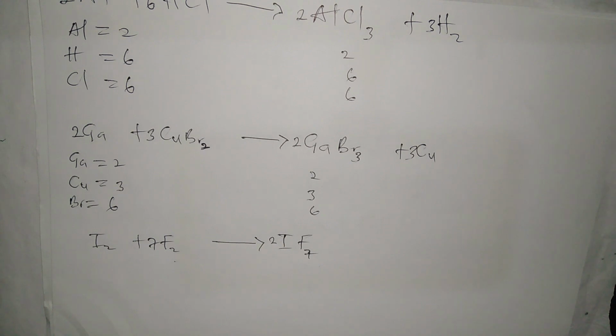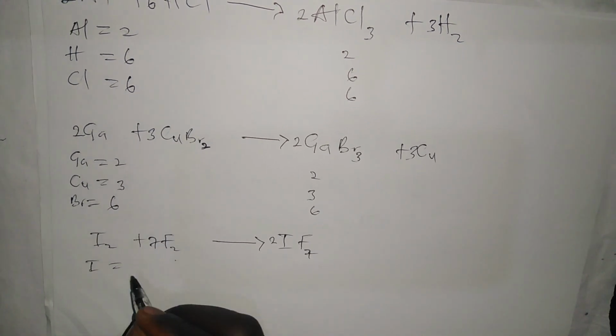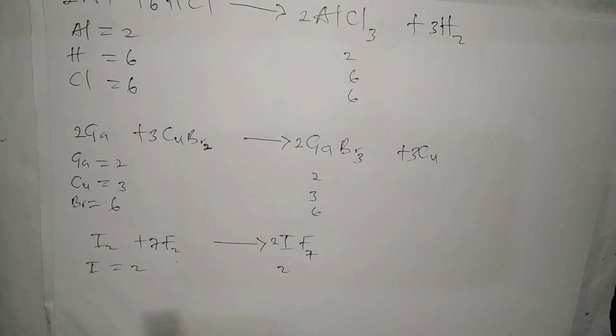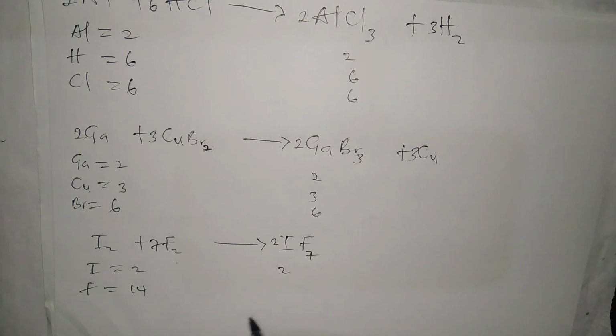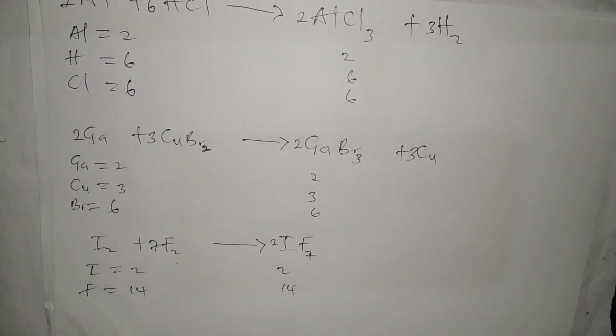Now, let's look at the equation. For iodine, we have 2 iodine, we have 2 iodine. For fluorine, we have 14 fluorine here, and we have 14 fluorine here. So our equation is balanced.